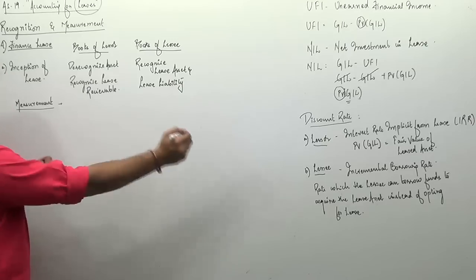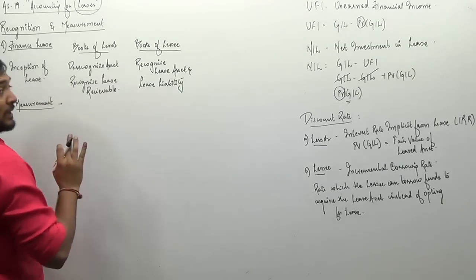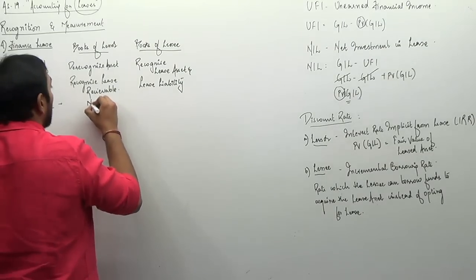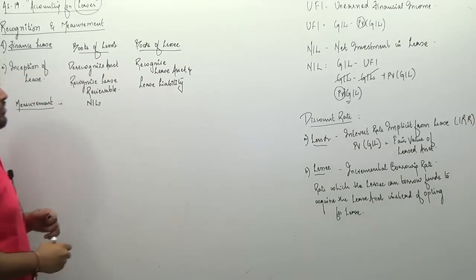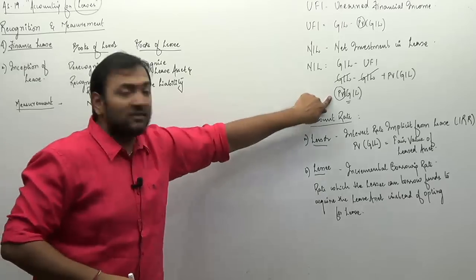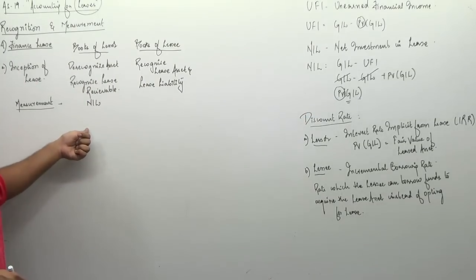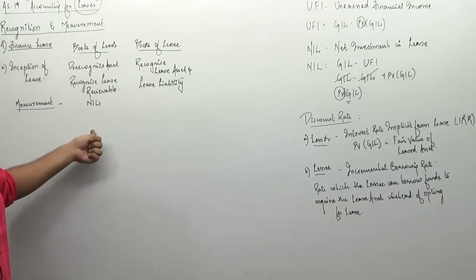Measurement. At inception of lease, the lessor should always recognize it at NIL. What is NIL? NIL is the present value of GIL. The lessor always recognizes the lease receivable at the net investment in lease.